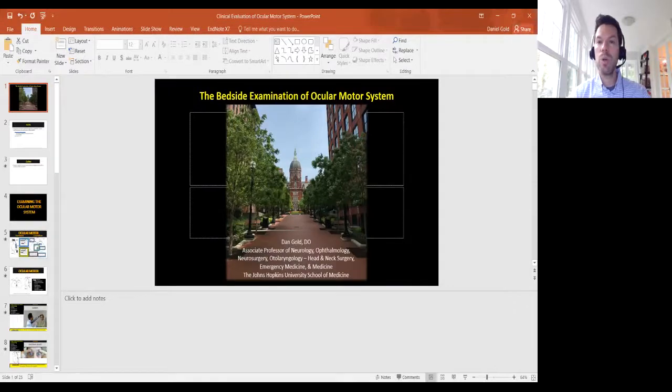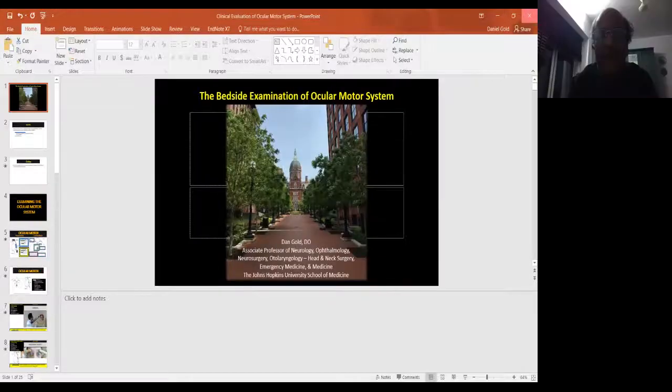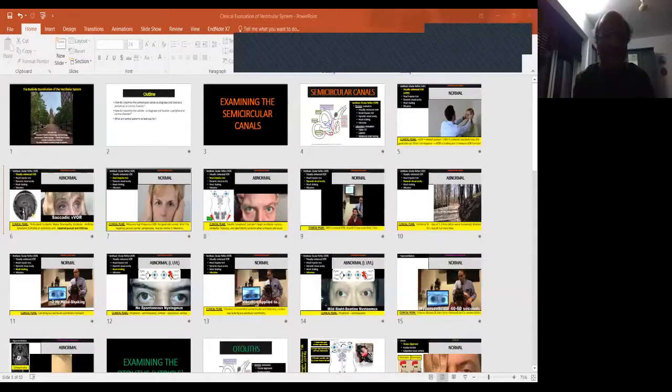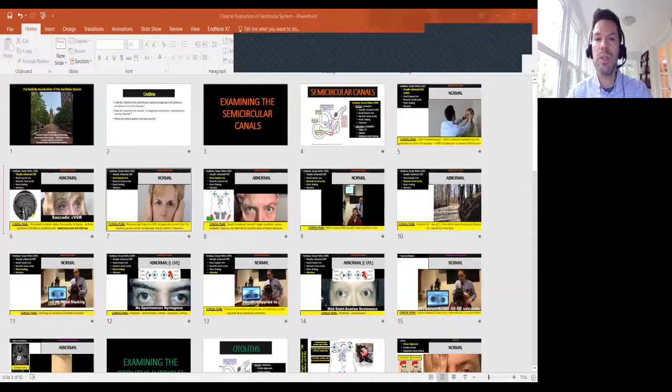All right, so number one is finished. Let me share number two here. All right, so this is the vestibular. Working like clockwork. Great, okay. I said it before, it was my fault last time, I apologize.